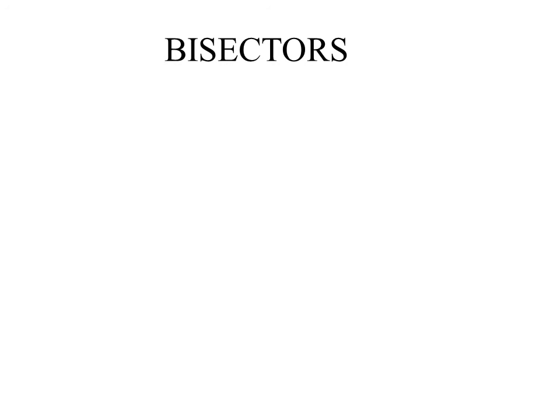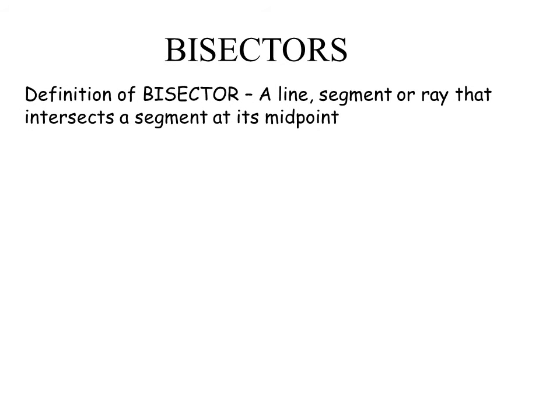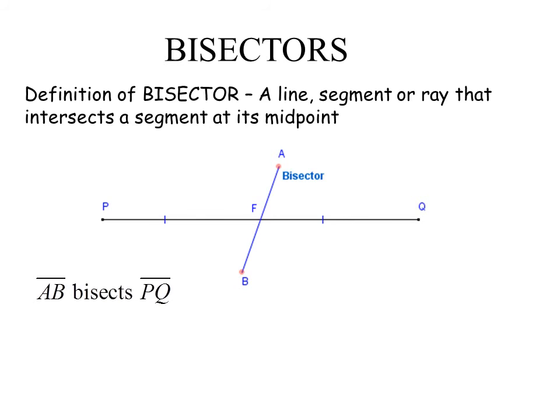All right, let's talk about bisectors. So the definition of a bisector is a line, segment, or ray that intersects a segment at its midpoint. So here's a picture. I have segment PQ and I have segment AB, which is bisecting PQ, which means it is going through segment PQ at its midpoint F. You can say that AB bisects PQ, or you can say that AB is a segment bisector of PQ.